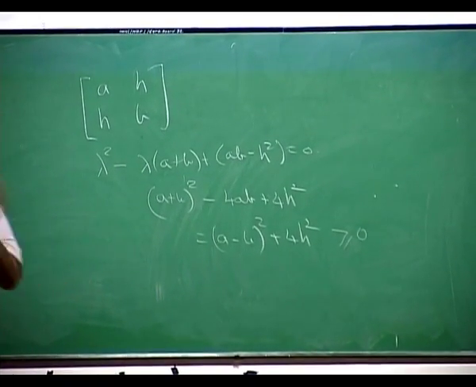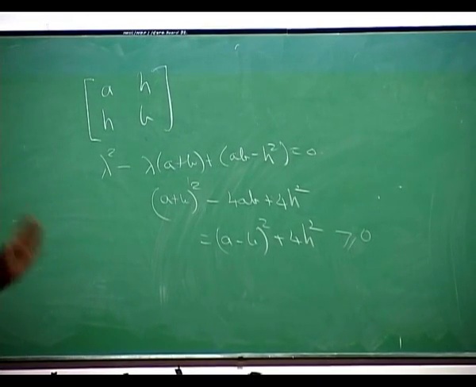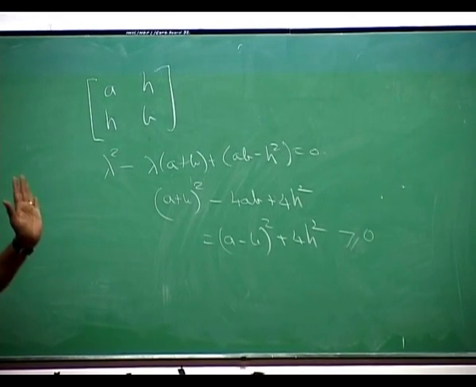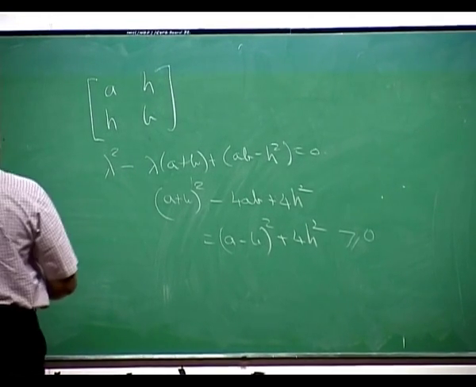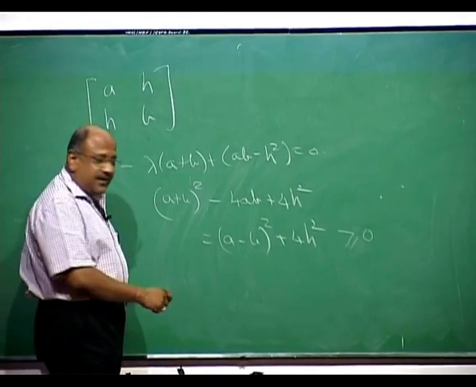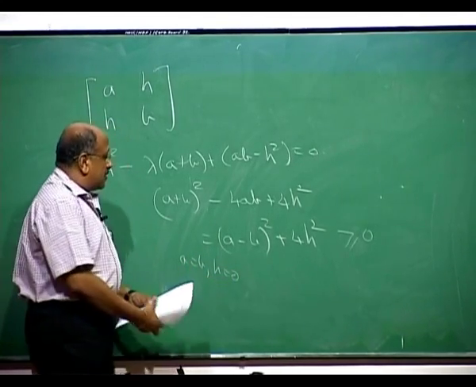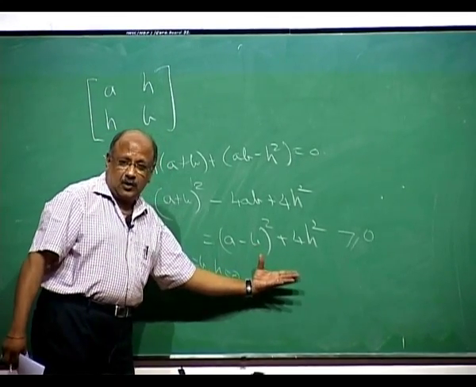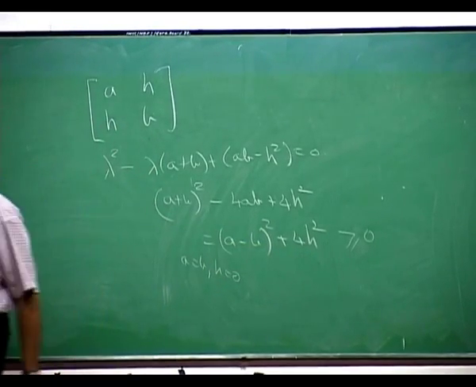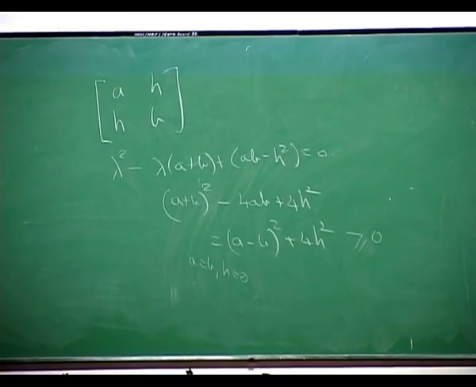So we have already found that for a symmetric matrix, the eigenvalues will always be real. They won't be complex. And the eigenvalues will be the same, coincident, if a equals b and h equals 0, because this discriminant, a sum of two squares, must be 0, and that can happen only when each of the terms itself is 0. So this is the only case when you get identical eigenvalues.